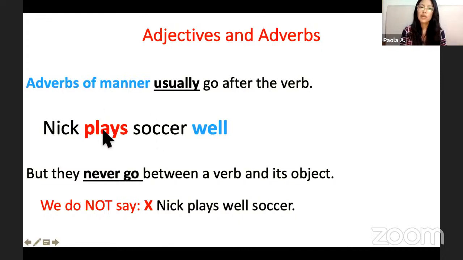All right, it's always going to go after the verb and after its object, right? Whatever is receiving the action, after that goes the adverb, usually. All right, usually, it's not a rule. It's not a general rule, usually. All right, any questions so far?